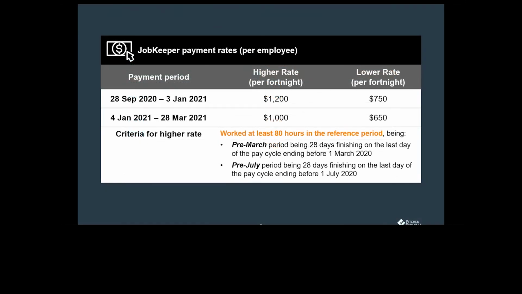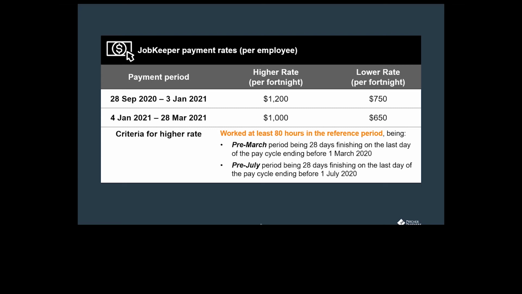So just having a look at the JobKeeper payment rates under the JobKeeper extension and the changes in those rates. Hopefully, again, you're aware by now that there will be a change in the payment rates moving forward under JobKeeper 2.0. So for the first extension period that goes up until the 3rd of January next year, there are two rates, the higher rate being $1,200 per fortnight per employee, and the lower rate being $750 per fortnight per employee.